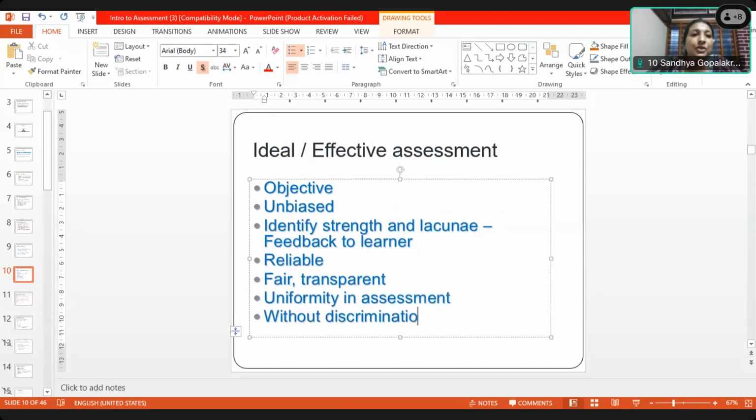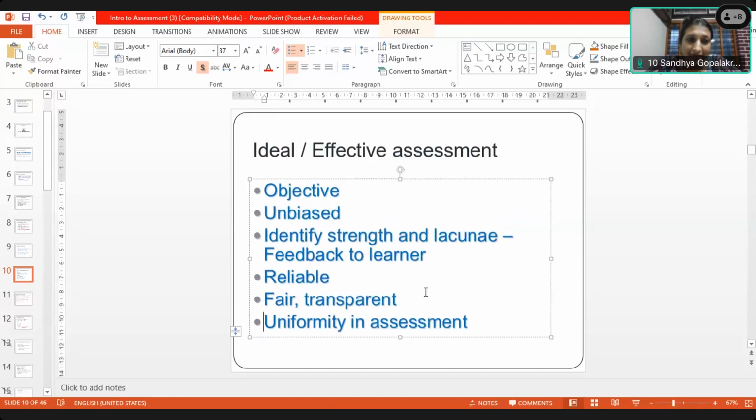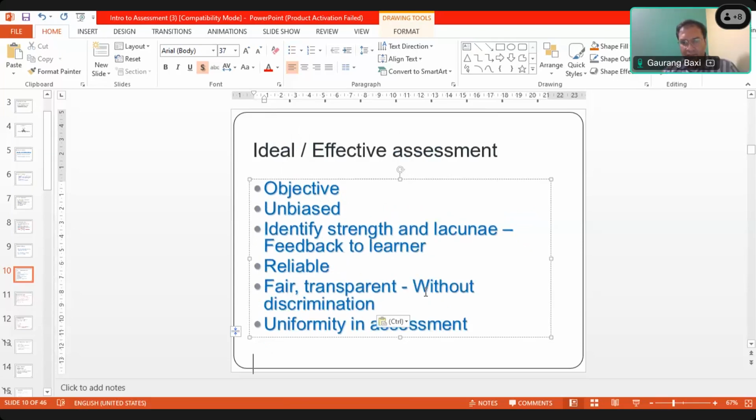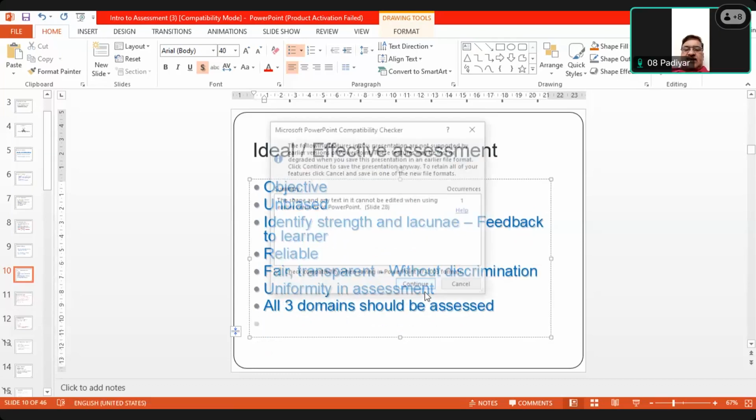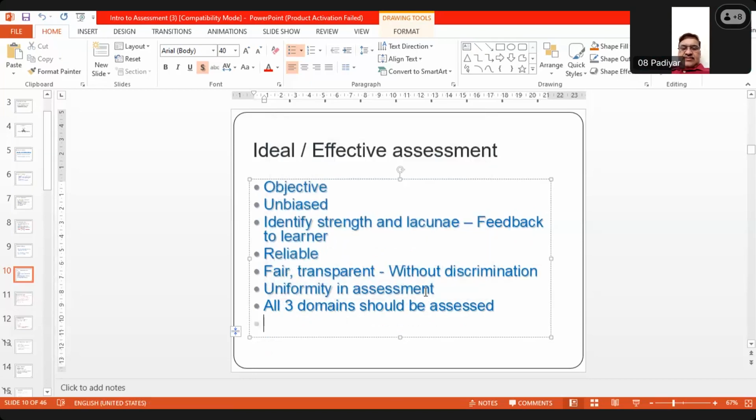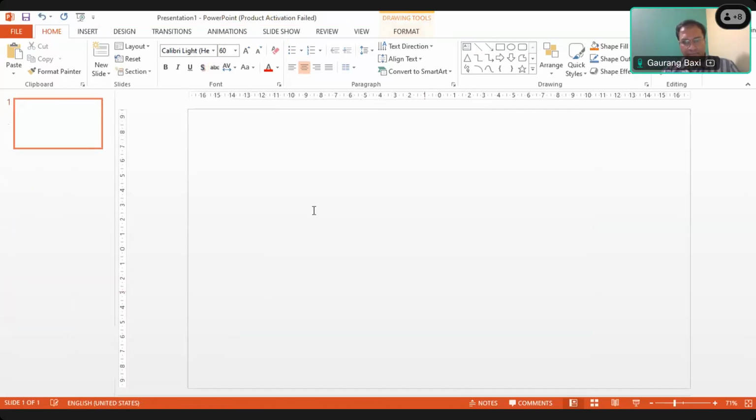Sir, assessment should be based on the domains. Or in other words, all three domains should be assessed. Okay. The method should be such that cheating is prevented. Ethics.